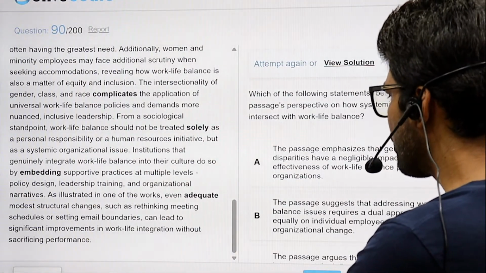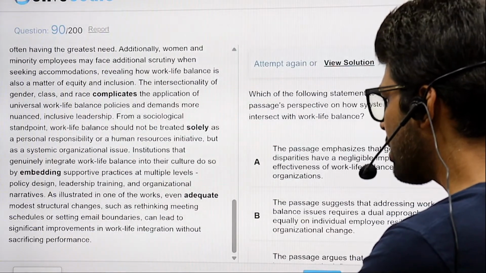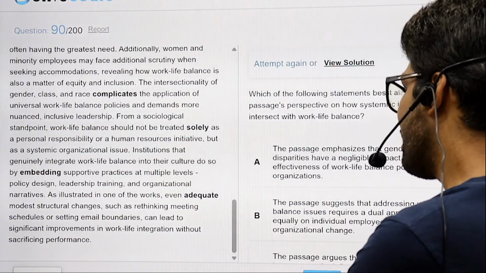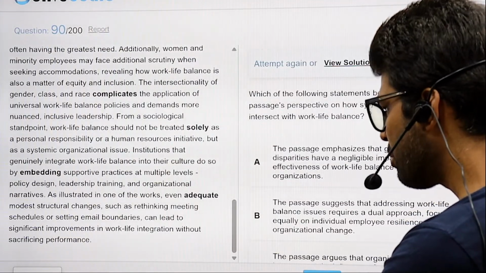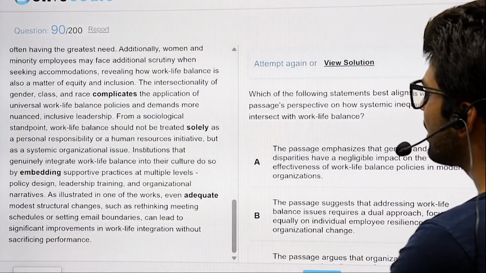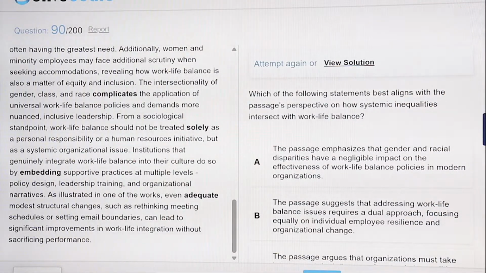As marked in one of the works, even modest structural changes like rethinking meeting schedules or setting email boundaries can lead to significant improvements in work life integration without sacrificing performance.